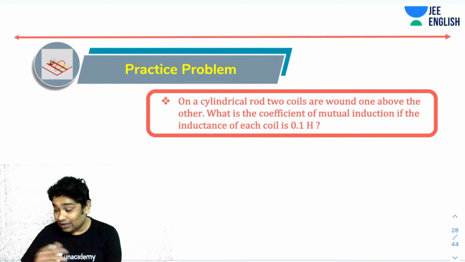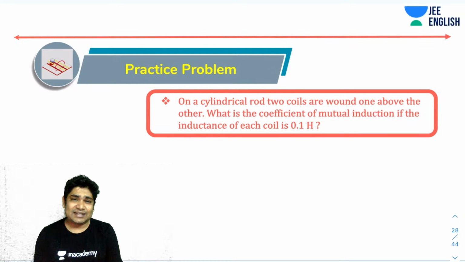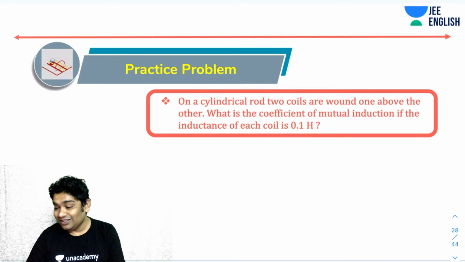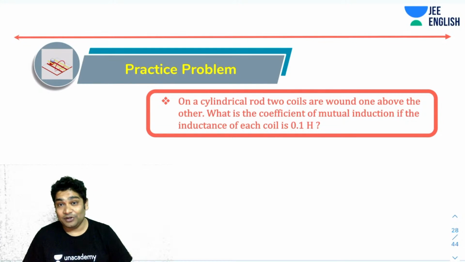All right. Coming to some questions. So on a cylindrical rod, two coils are wound one above the other, and you've been told to find the mutual inductance if the inductance of each of the coils is 0.1 H. So this is a very standard question, a very easy question. Again, a typical mains level question. They will never ask you such an easy question in advance. So let's see how you would have solved this.